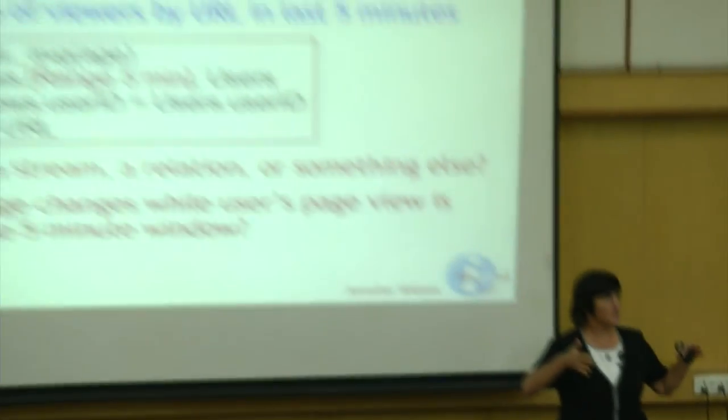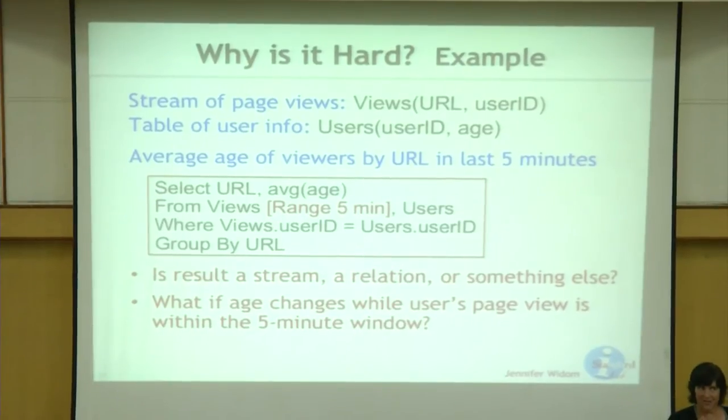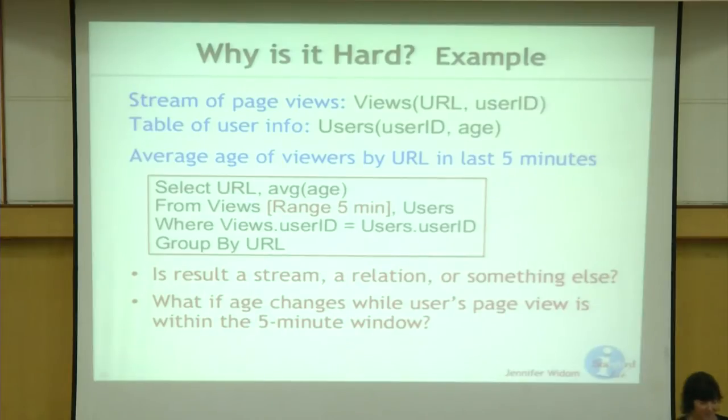Okay, what's the result of this query? I'm now going to show you that the semantics is subtle. Is this query giving me a stream? Is it giving me a relation, something else? I don't know. I don't think the answer to that is obvious. Okay? The query was easy to express using SQL, but what it actually means in the environment of a rapid data stream is not obvious. Second of all, what if you've got your 5-minute window of page views, and in the middle of that, a user's age changes? Does that change the result of the query? Did I want that to change, or do I want the age at the time that they viewed? Not obvious either, in my opinion.